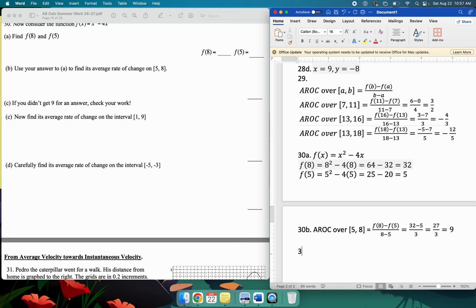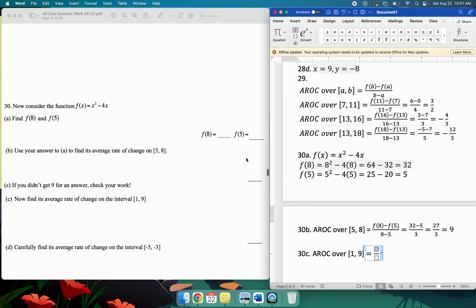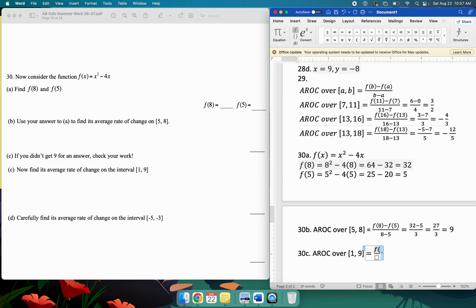This is a bit repetitive, but you're going to compute the average rate of change in like a million different situations. So it's kind of something that just needs to be second nature. Like you just want to have a muscle memory for it. I think that's why we're asking you to do it so many times. So average rate of change from 1 to 9, that's going to be f of 9 minus f of 1 over 9 minus 1. The denominator is 8. The numerator, what's f of 9?